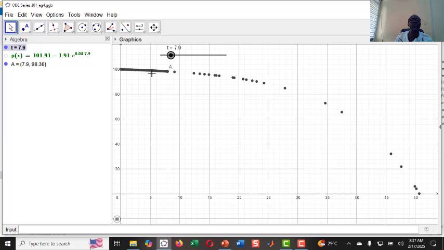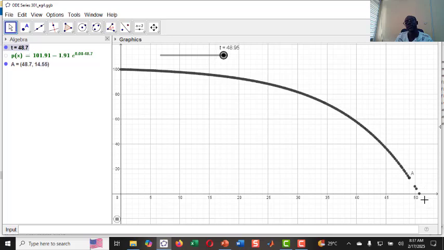We start from 100, and as our time goes by, the population decreases. The dot coming down is the decrease in the population until it gets to 50.66. So if you look at this, the population is highest at 100, and then it decreases down to the ground.